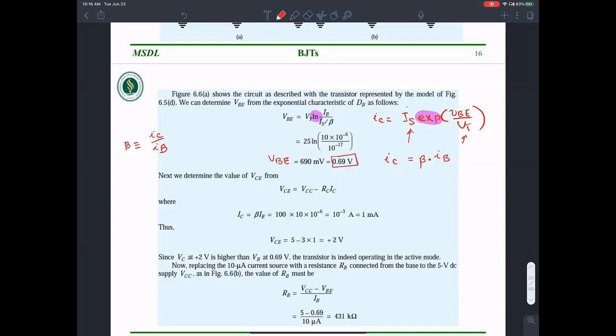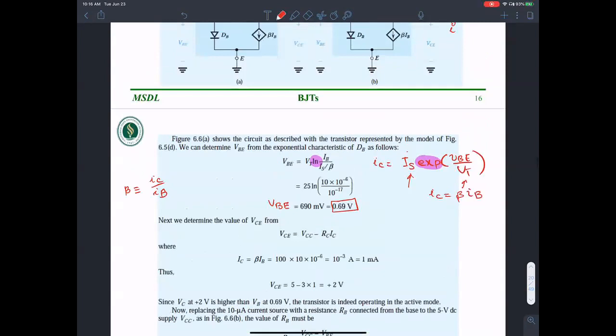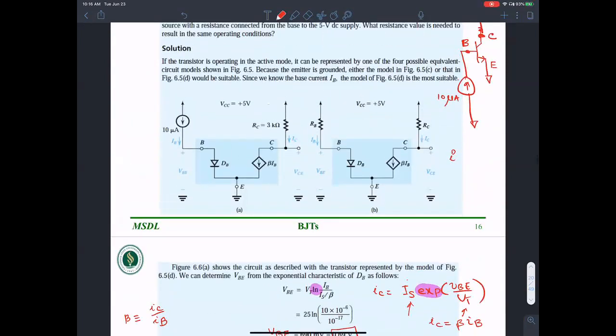VBE, remember, is pretty close to 0.7 volts. That's the voltage across the forward bias diode. So what we have done is to find VBE. IC is beta times IB. So that's this voltage, VBE.